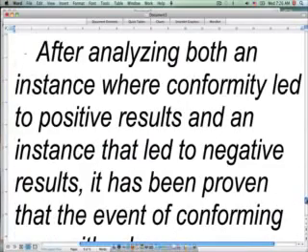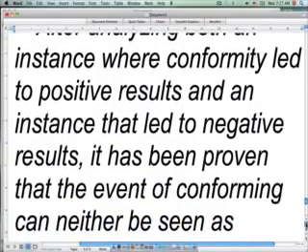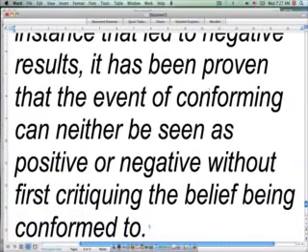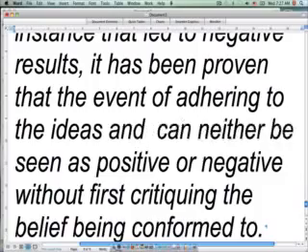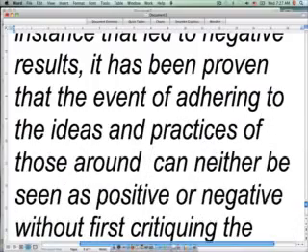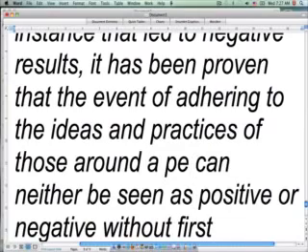After analyzing both an instance where conformity led to positive results and an instance that led to negative results, it has been proven that the event of conforming can either be seen as positive or negative without first critiquing the belief being, we'll say, so the event of adhering to the ideas and practices of those around a person, the practices of others.